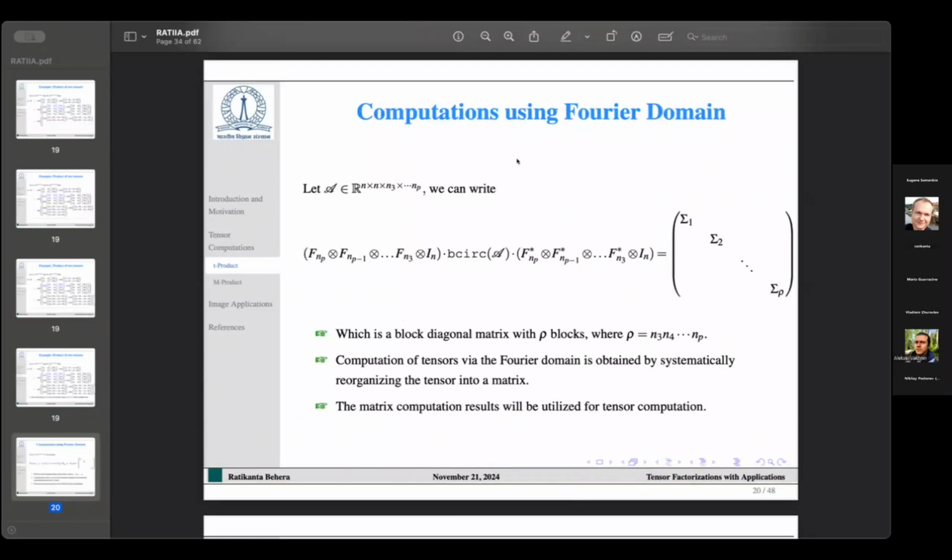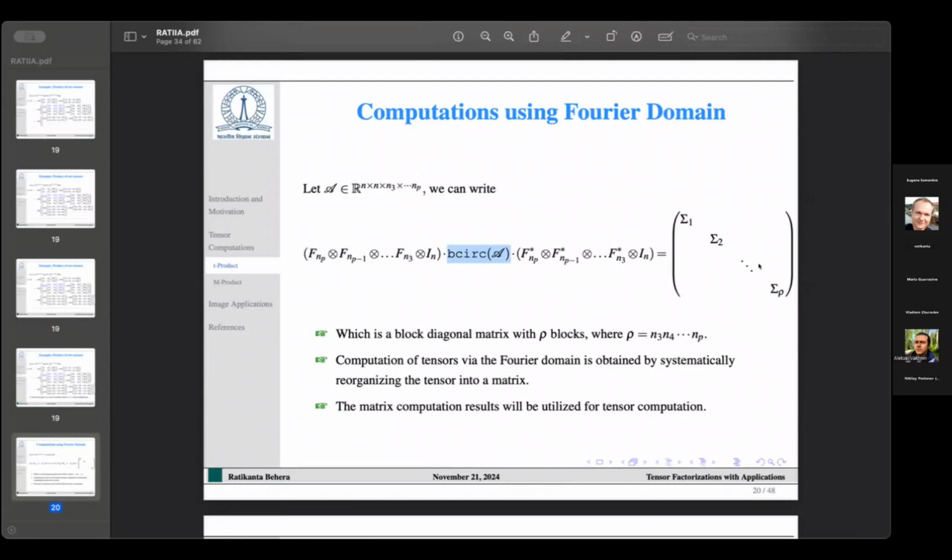Let us come to the computations using the Fourier domain. Suppose you have a fourth order tensor, fifth order tensor, nth order tensor. I already discussed the third order tensor. Now come to the fifth order tensor. A pth order tensor requires p number of Fourier transform matrices, or DFT matrices: Np, Np minus 1, up to N3, Kronecker product, all these things, with I_N meaning identity, and B shark of A. Again, this B shark of A we can do recursively and finally reach a big matrix. And then we come to this.